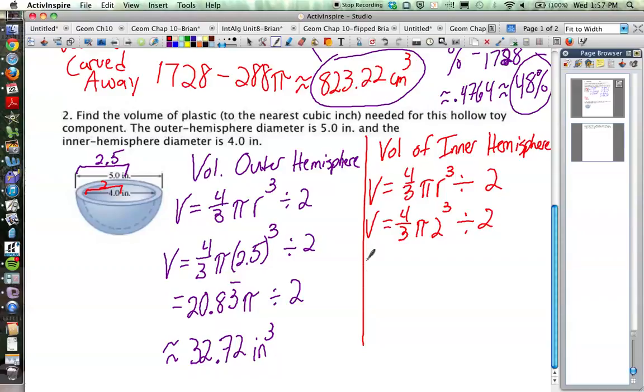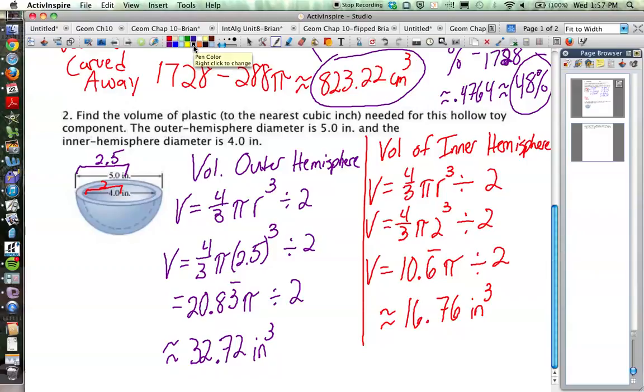All right. So 4/3 times 2 cubed. 2 cubed is 8. So you basically have 4/3 times 8 times pi. And when you do that, you get 10 and 2/3, or 10.6 repeating pi. And then we're going to divide that by 2. And we get the volume approximately equal to 16.76 cubic inches.